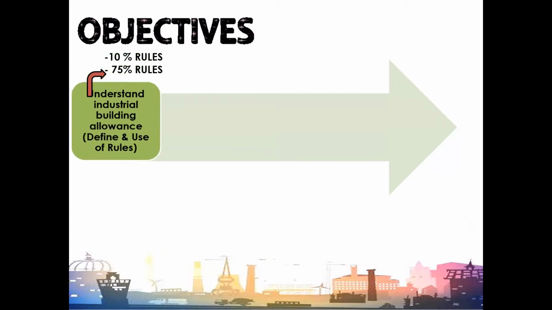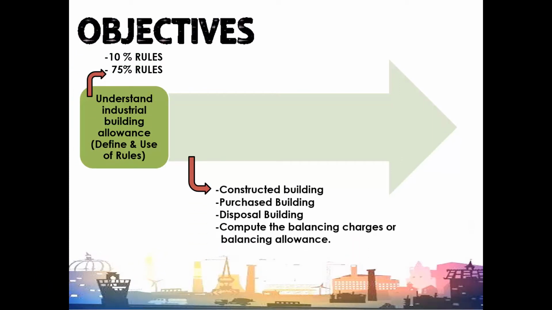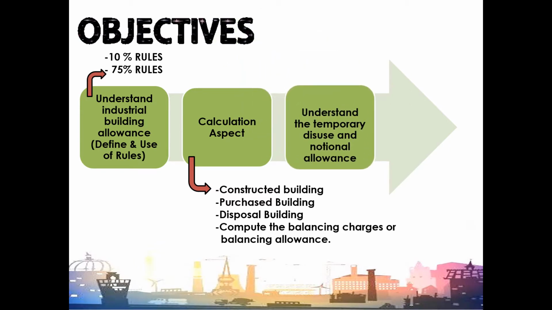Number one, you already learned how to calculate the 10% rule and the 75% rule, and you also know the definition of factory, industrial building or non-industrial building. You have also learned the calculation aspects, which include constructed building, purchase building and disposal building, and you know how to compute the balancing charge or balancing allowance. You have also learned and understood the meaning of temporary disuse and notional allowance.